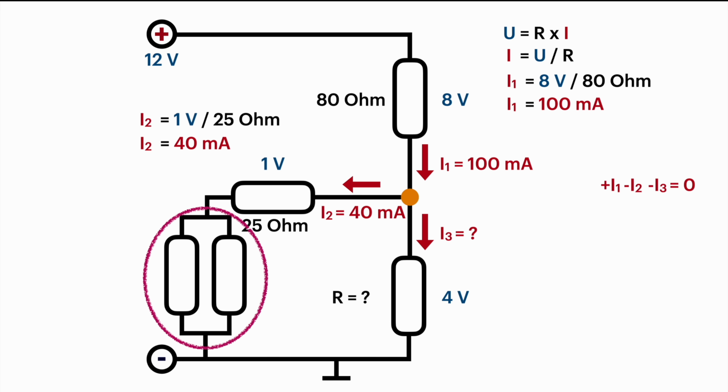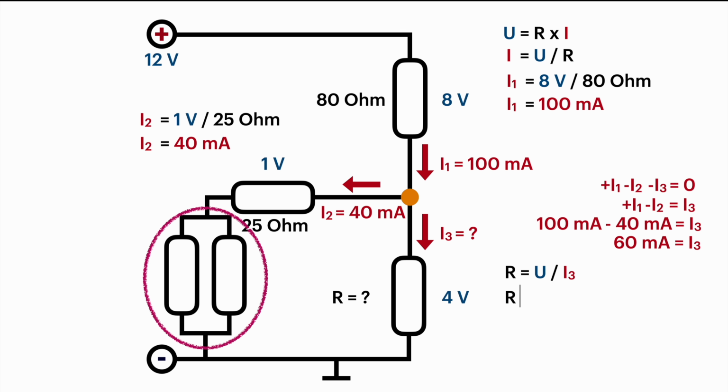So now, very simple operation, we want to know I3. So I3 can go to the right-hand side, so it's I3 equals I1 minus I2. So let's put in the values. I1 is 100 milliamps minus I2 40 milliamps equals I3. So I3 equals 60 milliamps. And last but not least, we determined now I3, so we can now calculate very easily R, the resistor that we are looking for, which is 4 volts divided by our now known I3, so divided by 60 milliamps, and then we end up with 67 ohms more or less.